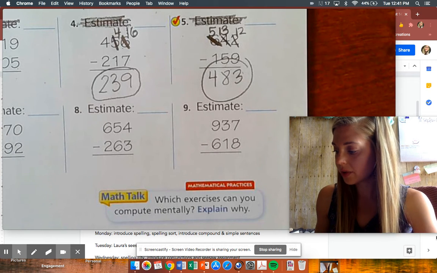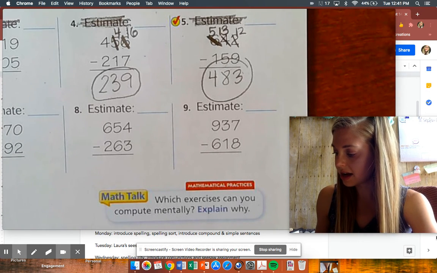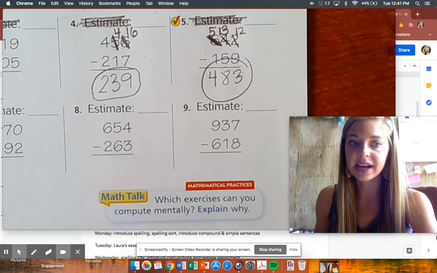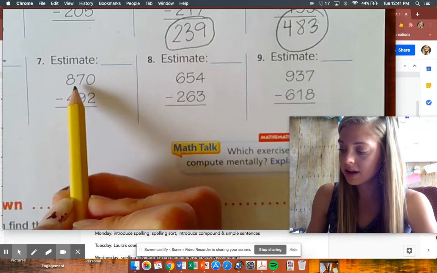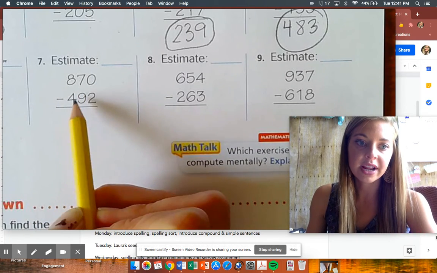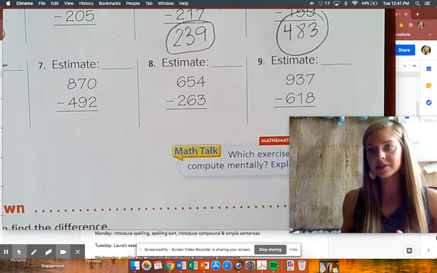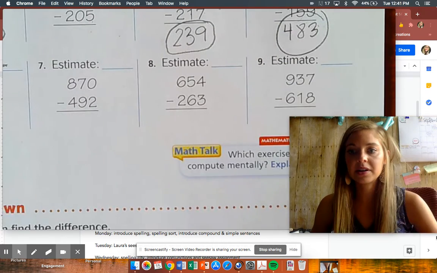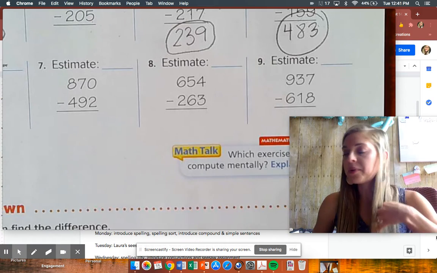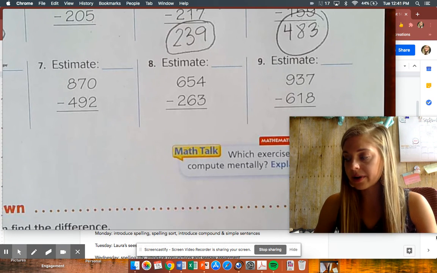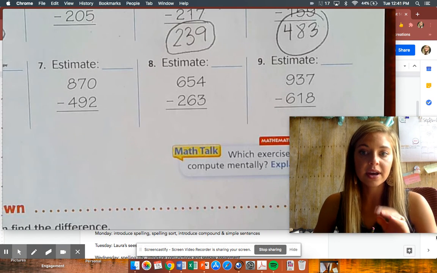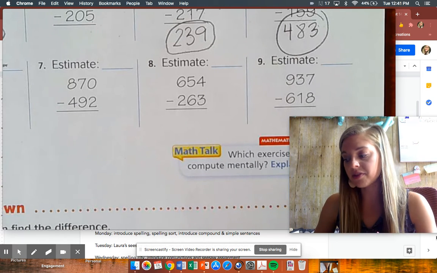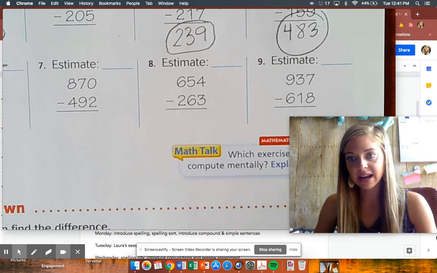Okay. We are going to do 2 more problems together. We're going to skip number 6 and we're going to go to number 7. 870 minus 492. I would like for you to attempt to solve this problem on your own. Okay, there's going to be some borrowing. I'm going to give you a warning. There's going to be borrowing in this problem. I want you to pause the video and try to solve for this answer on your own. And when you're ready to solve it with me to see if you got the correct answer, then you can go ahead and resume.